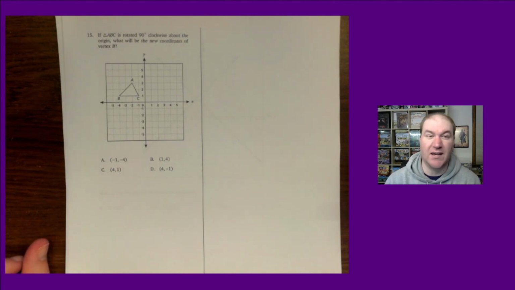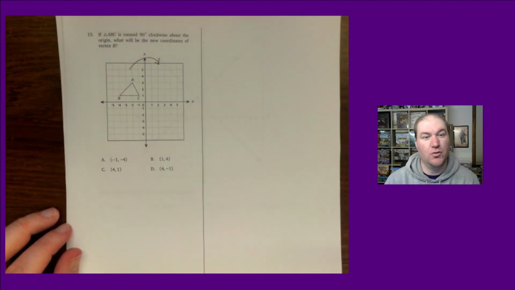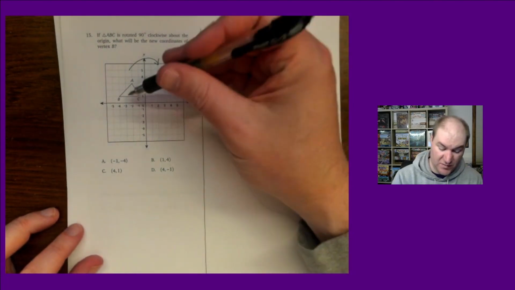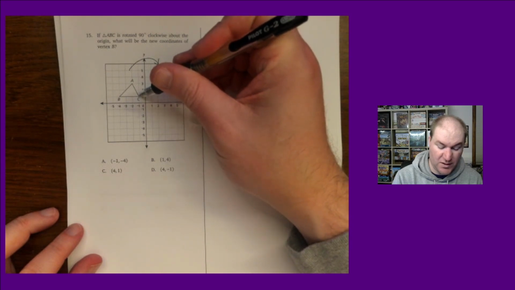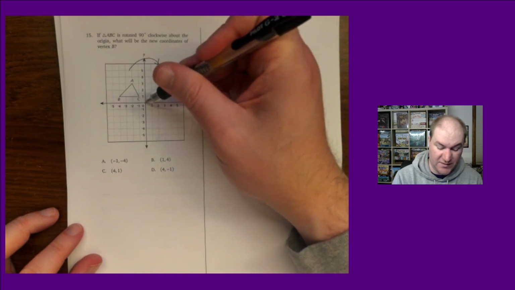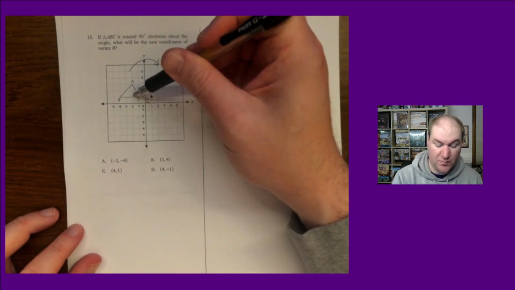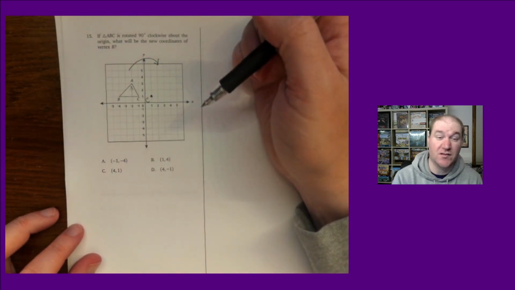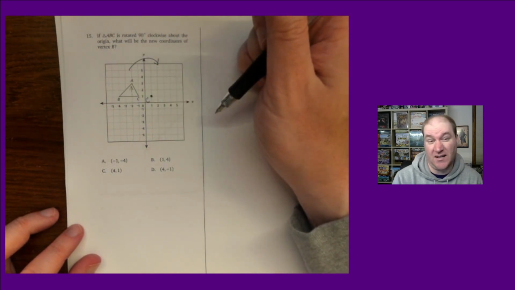Number 15, if ABC is rotated 90 degrees clockwise around the origin, what will the new coordinates of vertex B be? So let's rotate this. This C used to be over to the left one and up one. And after it rotates, it's going to be over here, right there. Now this triangle used to point up, right? A used to be on top. But after we rotate it 90 degrees, A is going to be on the side, right?